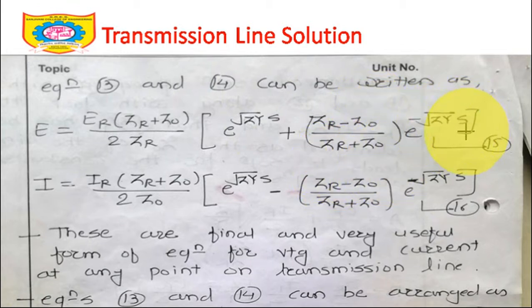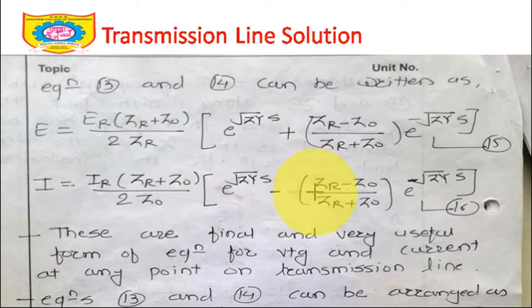This term, ZR minus Z0 upon ZR plus Z0, we are going to call the reflection coefficient. As we progress in these equations, this becomes easier to understand. But right now, try to understand that we have just taken ZR plus Z0 common, that's why it came to this denominator ZR plus Z0. And I is equal to IR into (ZR plus Z0). Now see, ZR plus Z0 is the same. Here in the denominator we are getting ZR, here in the denominator I am getting Z0.